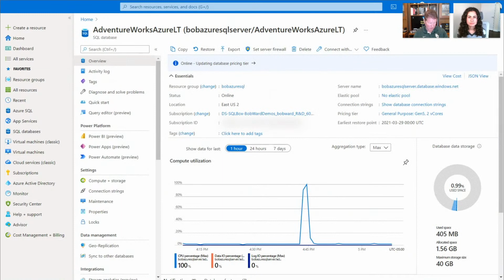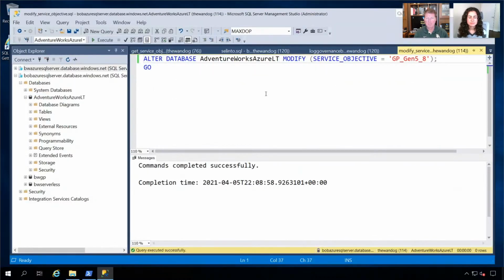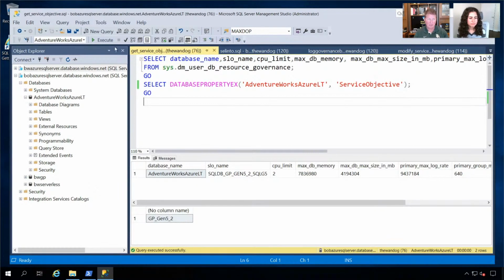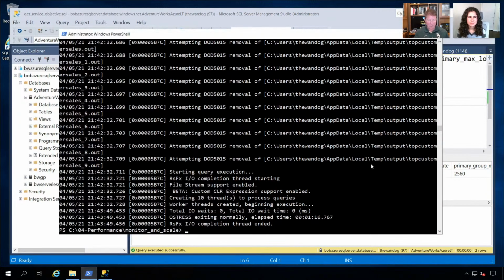Let's go back over to our VM. And then what I can do is go back to this get service objective query and see, do I have 8 CPUs now? Oh, look at that. I do. In fact, you can see here now, I'm at that 8 CPU limit. So what would be interesting to see is, do I have to change any code to get faster? No, I just went to 8 CPUs with a declarative change.